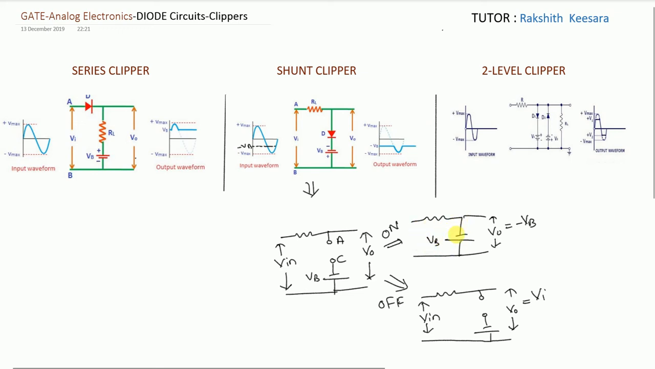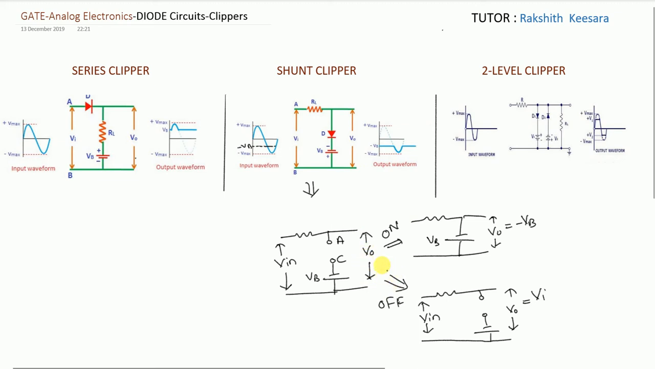So if you short circuit the diode, what will be the output voltage equal to? Minus VB. Don't worry guys, this is just for your understanding. There is a simple shortcut for the clipper circuit. By seeing the circuit, you can draw the waveform. I will explain you after this. So this is the on condition.